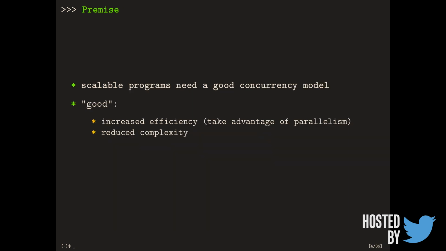So the premise of the talk is that I claim any scalable programs are going to need a good concurrency model at some point. By good, what I mean is a model that lets us be as efficient as possible, use modern hardware, so take advantage of parallelism, and also reduce the complexity in which we structure the program. That's also a very important point.